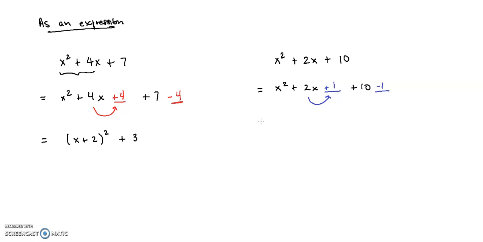Now we should be in the right form. This is going to factor as x plus 1 squared. Factors of 1 that would give us 2 would be 1 and 1, where you can do half of this number, square root of that number. And then over here we've got plus 9 on the outside. Okay, so that's looking at completing the square as an equation and as an expression.